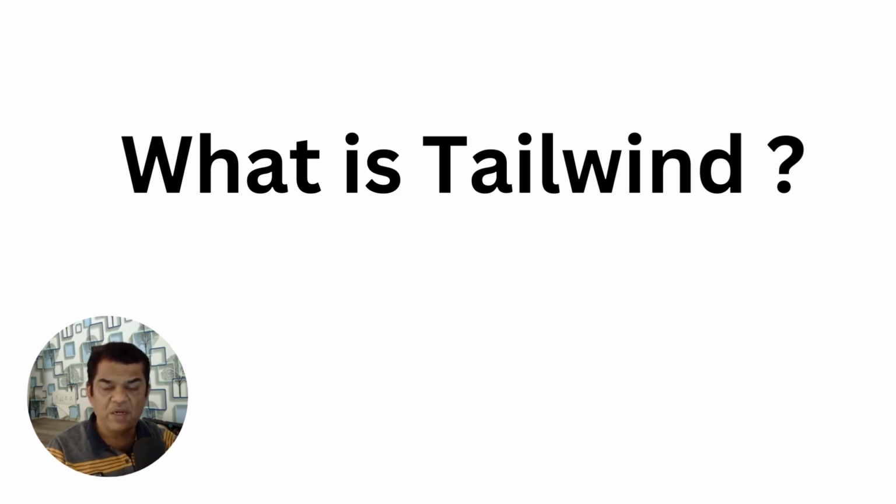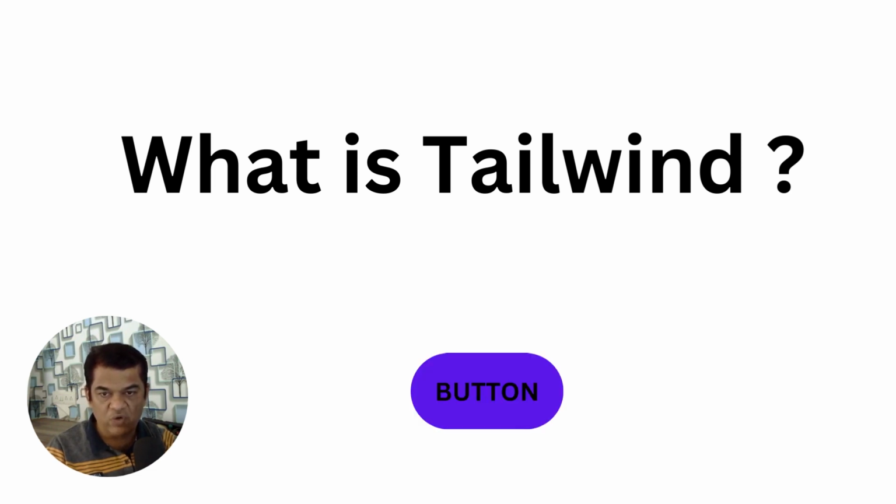You can pick and choose classes that describe the specific style you want for your elements. For example, if you want to make a button blue and rounded, you can simply add the appropriate classes to your button element using Tailwind CSS.